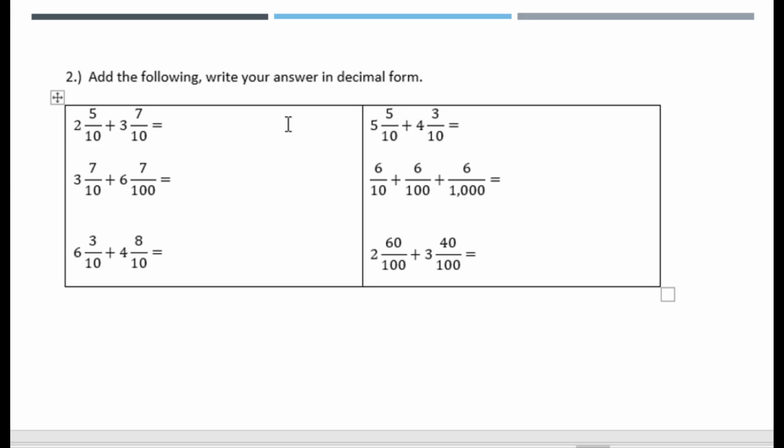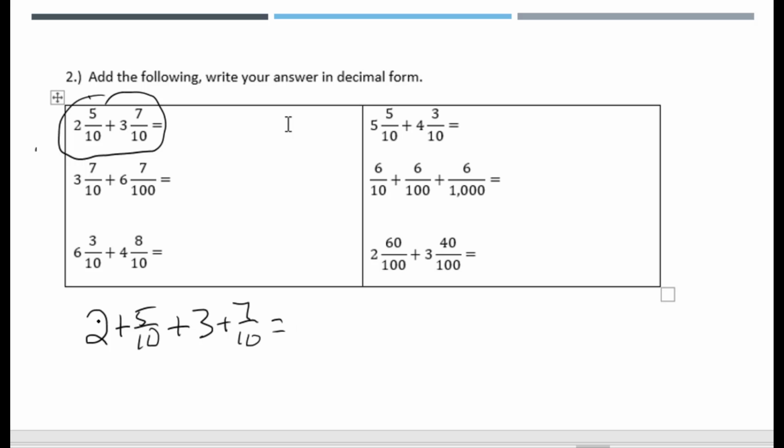Okay, I'm going to do a couple of these and write the answers for the other ones. But I'm going to try this one first here. And a really good way of doing these is to understand that 2 and 5 tenths is the same as 2 plus 5 tenths. And to that, you're adding 3 plus 7 tenths. So because addition is commutative, meaning you can add any way you want, you don't have to do them in order. I can add 3 and 2 and get 5. And now I'm adding tenths.